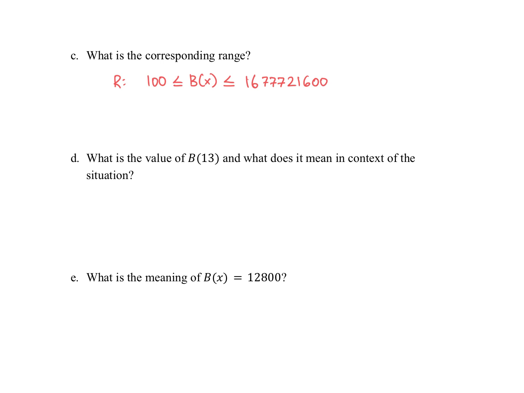What is the value of b of 13 and what does it mean in context of the situation? Okay, so that is an evaluating question. So b of 13 means we're going to plug 13 in for x. I'm going to let my calculator do the heavy lifting, 819,200. What does it mean in context of the situation? Well, our input was 13, that's hours. Our output was this number, and that's bacteria. So what does it mean? It means at 13 hours, there were 819,200 bacteria.